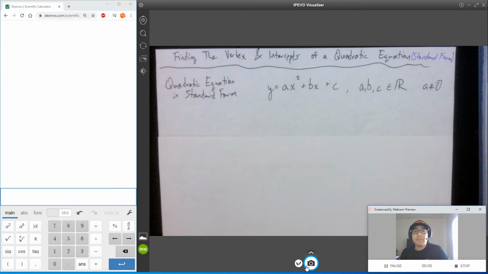Today's lesson, we're going to take a look at finding the vertex and intercepts of a quadratic equation. But this time we're going to be looking at it in standard form.